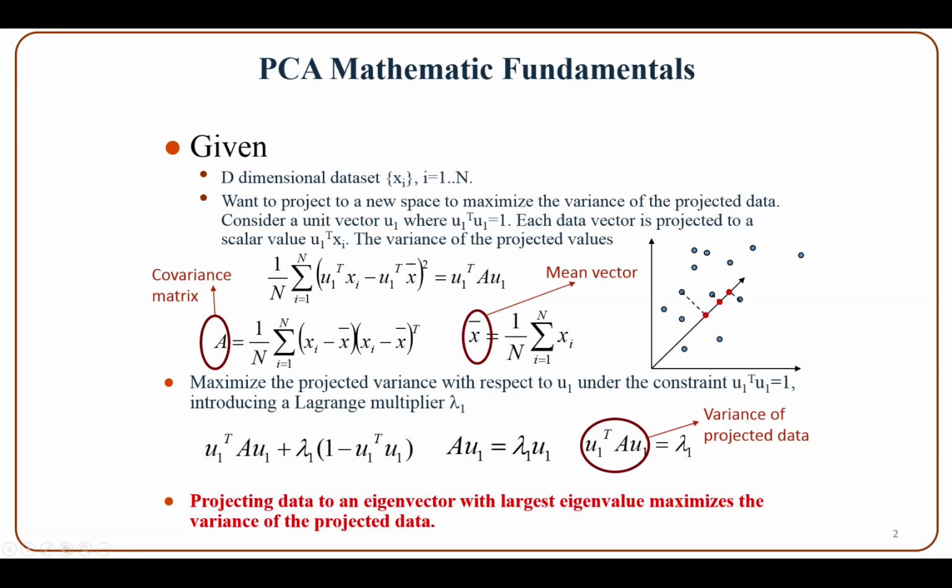and the left side is the variance of the projected data that we saw before here. And in the previous step, lambda1 is the eigenvalue corresponding to u1, which is the eigenvector. So projecting data to an eigenvector with the largest eigenvalue will maximize the variance of the projected data.